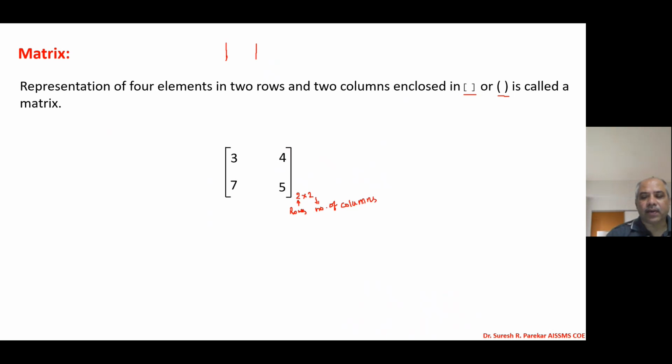So this is your matrix. You can show it in this bracket also, then only it will be considered as matrix. Now types of matrix. So now we will go one by one. So we have row matrix.